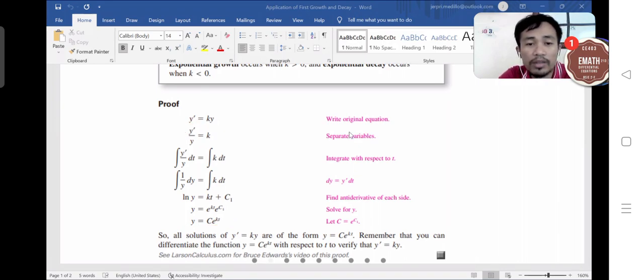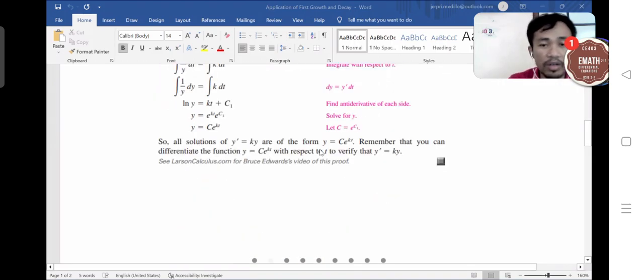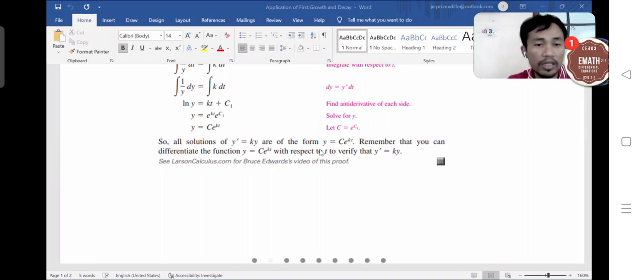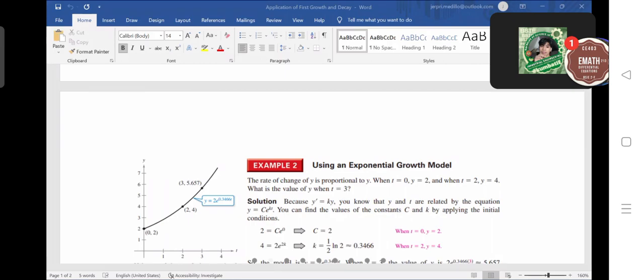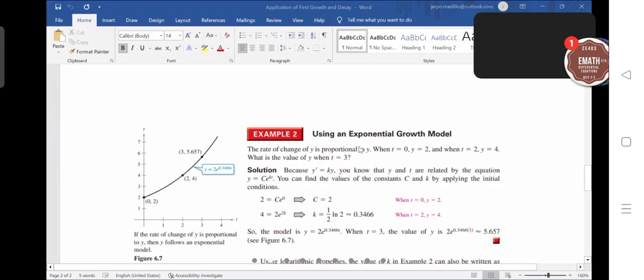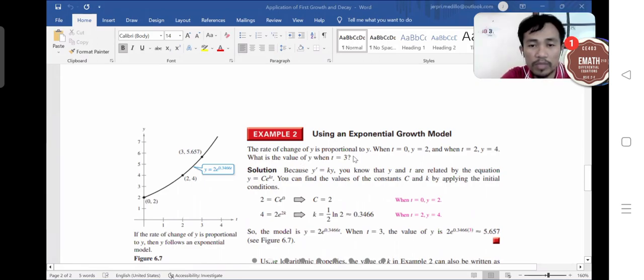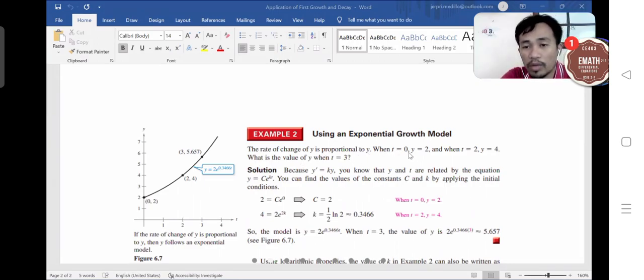But right now, what matters is our analytical thinking, or understanding of the situation of the problem. We know already that y equals c e to the power of kt. For example, the rate of change of y is proportional to y. When time is equal to 0, our y is 2.